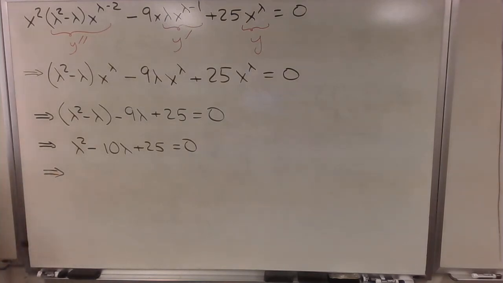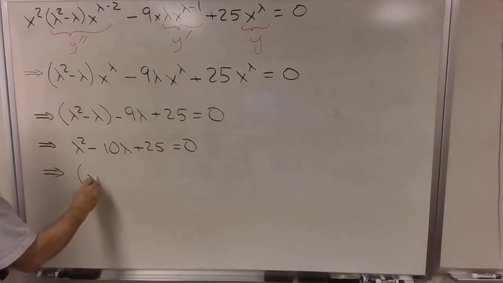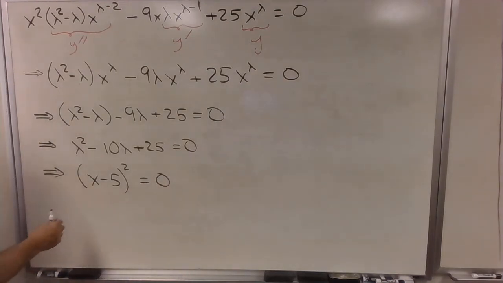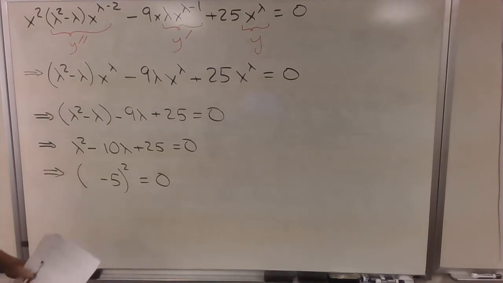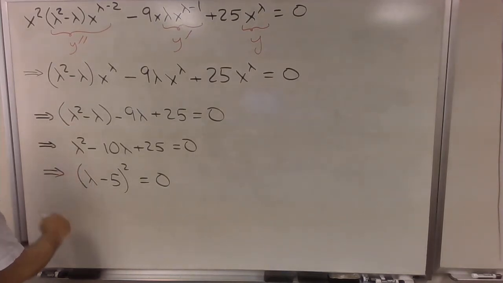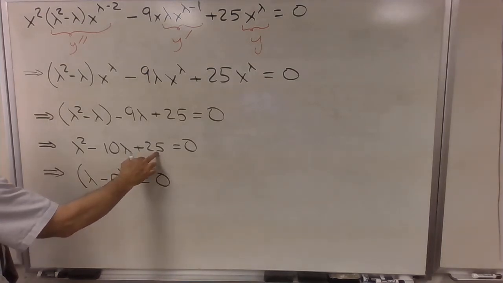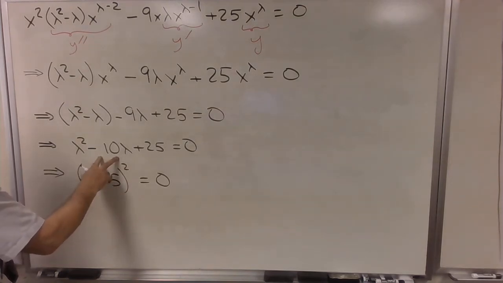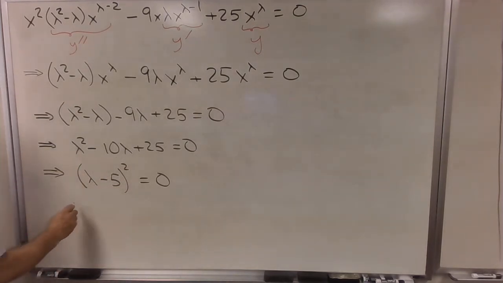And I think this is going to give us our double root. I think this is x minus 5 squared. Or rather, excuse me, lambda minus 5 squared. Let's see, take the first and square it, that's lambda squared. Take the last and square it, that's 25. Take the first times the second, minus 5 lambda, and double it, minus 10 lambda. Yeah, that's it, all right.